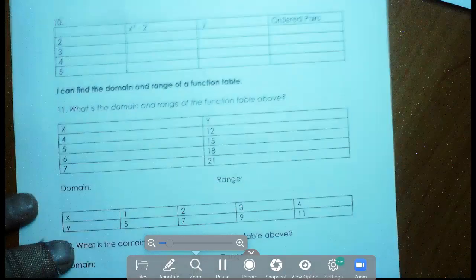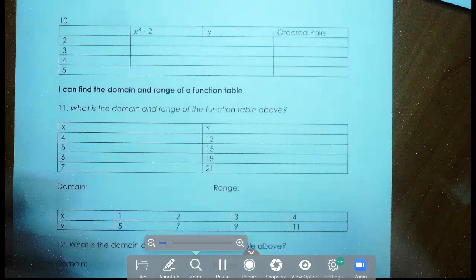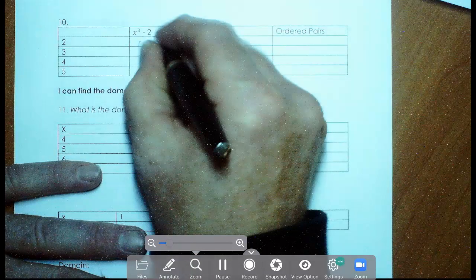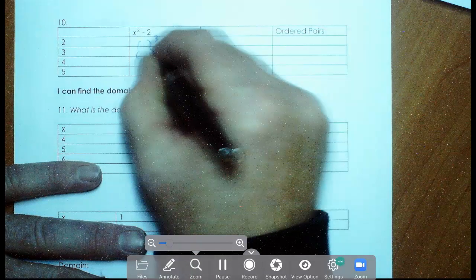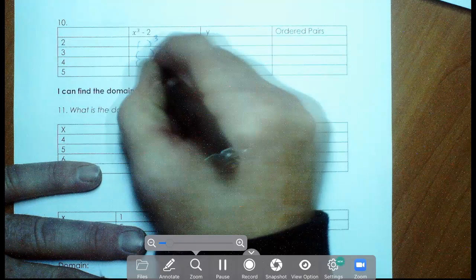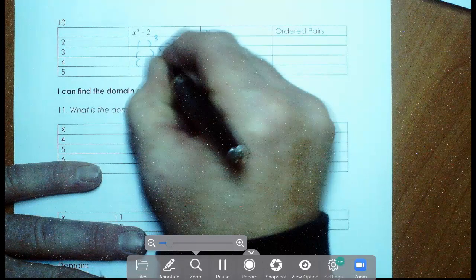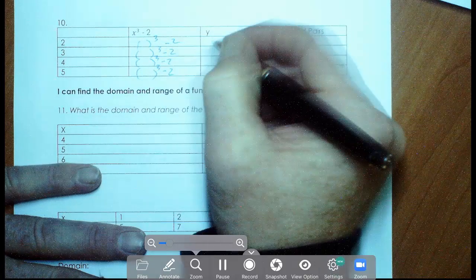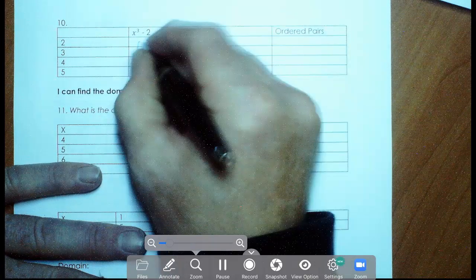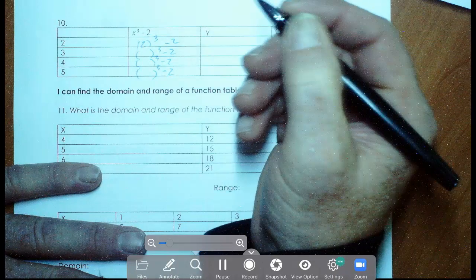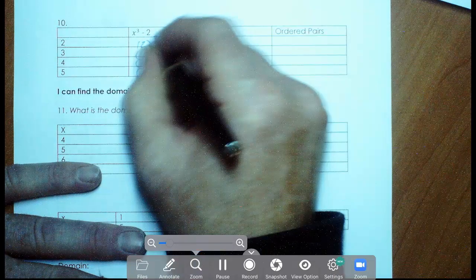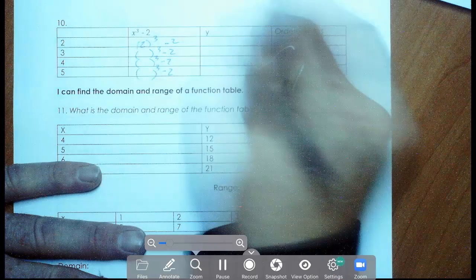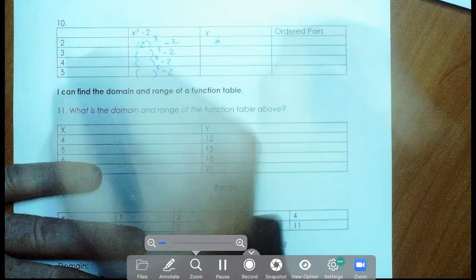Okay, let's put another one of these in. Now we've got x cubed. So I'm just going to put this minus 2. And then I'm just going to plug in the variables, 2. 2 times 2 times 2. This is not 6. It's not 2 times 3. It's 2 times 2 times 2. That's 8 minus 2 is 6. So our first ordered pair is 2, 6.